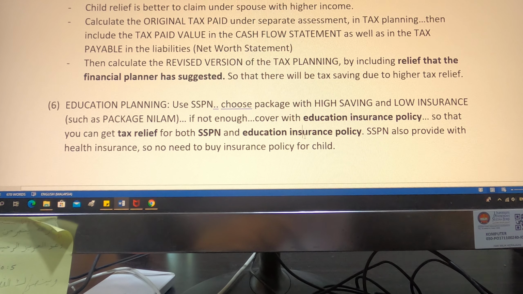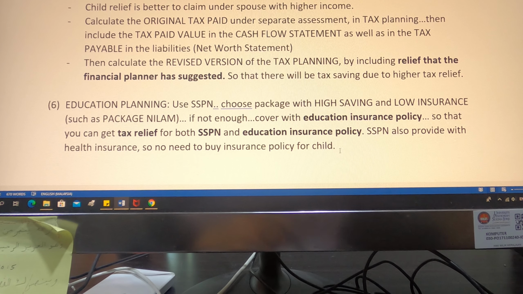Okay, and besides that, this also has implications towards your child insurance policy. We don't actually recommend buying a child insurance policy, because the child now has an insurance package once you take the SSPN. Therefore, in the insurance policy recommendation, you should state that you don't need to take an insurance policy for your child, because once you take SSPN, your child will automatically be protected under the package that you have taken. So this is also part of the suggestion and recommendation that you should put in the insurance planning.